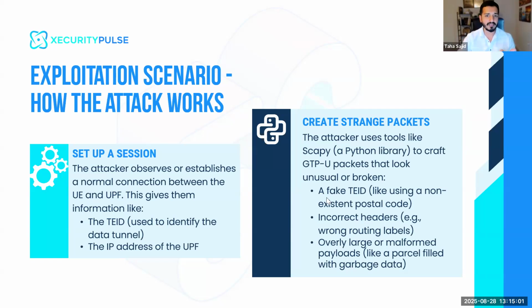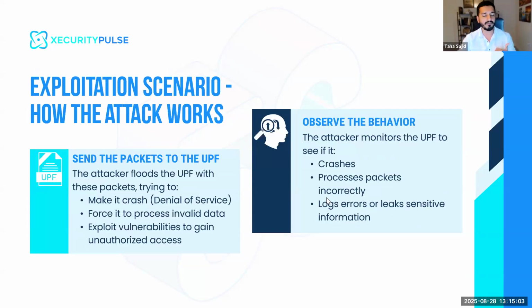And to explain this all, if I just take you through this example further, once the packet is created, the attackers flood the UPF. You can increase the payload size, or you can increase the frequency of how many packets you want to send from your mobile phone or your IoT devices. And then depending on the implementation design, the network functions can crash, or they can be forced to process invalid data and send it to the other hop, which can also be an issue. So this is a vulnerability which is exploited to gain unauthorized access as well.